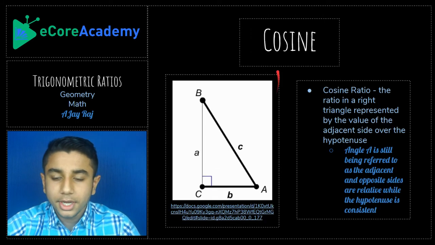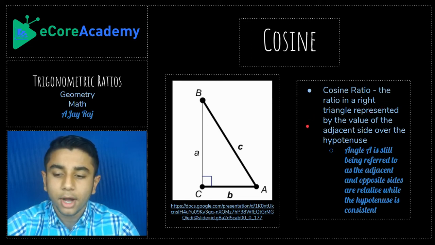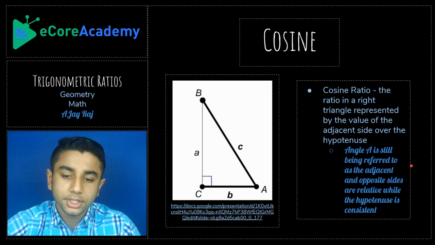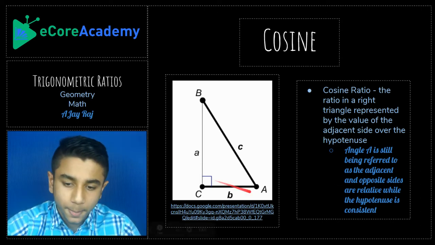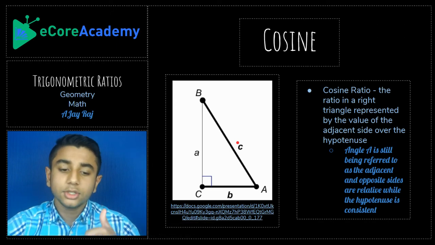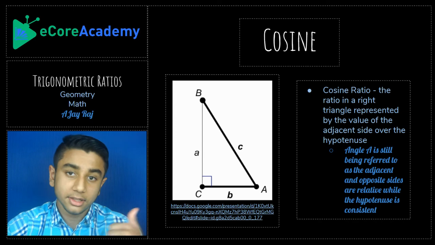And then our cosine ratio, which is the second of 3, is the ratio in a right triangle represented by the value of the adjacent side over the hypotenuse. So angle A is still being referred to, as the adjacent and opposite sides are relative, while the hypotenuse is consistent. So that's important to know here. Remember how your hypotenuse is always consistent, so it always stays the same, and the adjacent side is the other side adjacent to the angle.